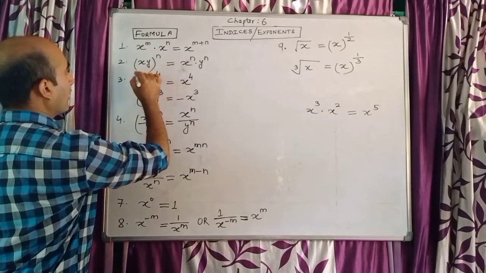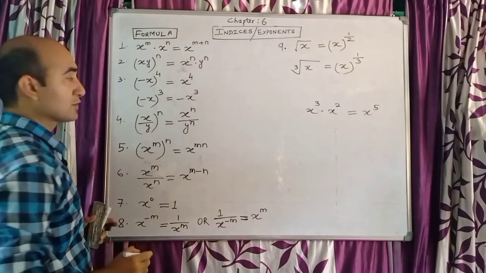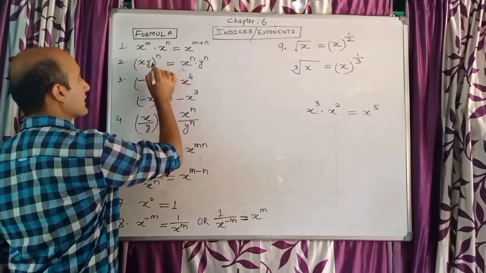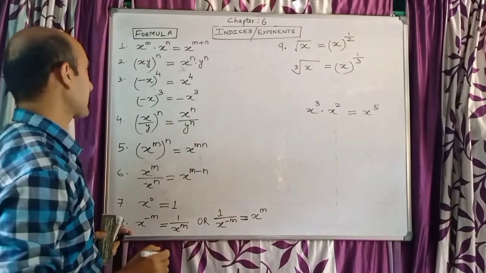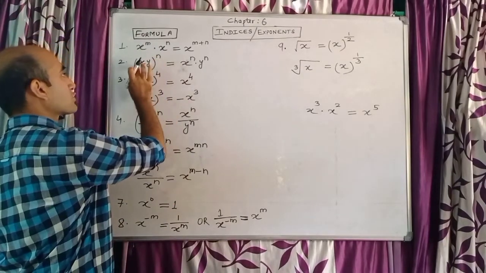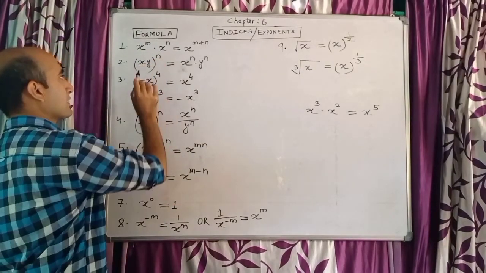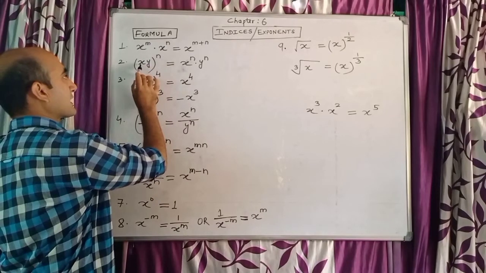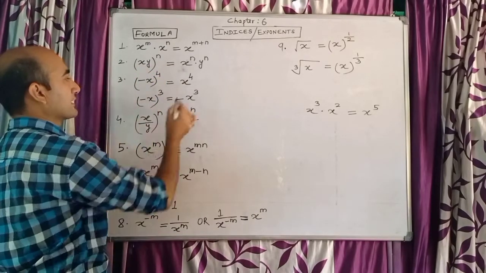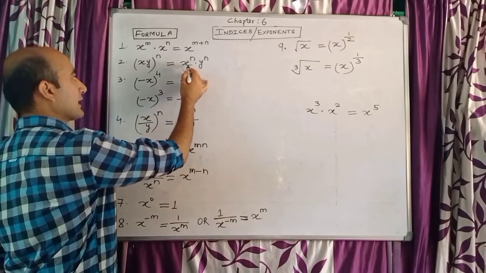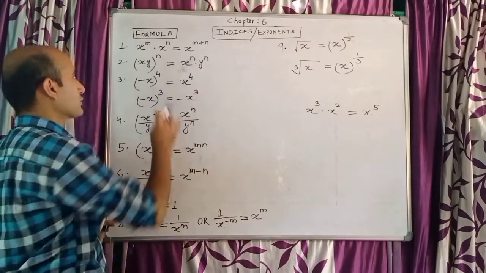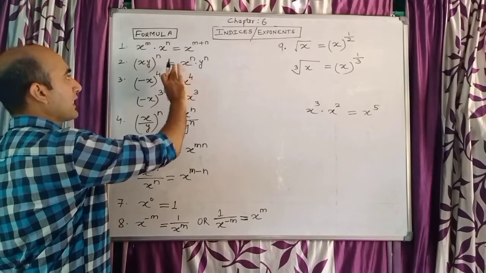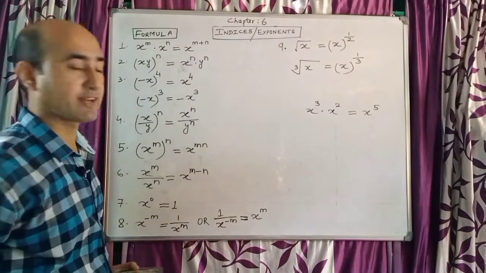Next, xy the whole to the power n. So when there is a bracket used and there is a single power on the top, then we have to understand, children, that this power belongs to both the variables. So this power n belongs to x as well as to y. That's why you can see here x to the power n, y to the power n. So this bracket has opened and the power is given to both the variables.